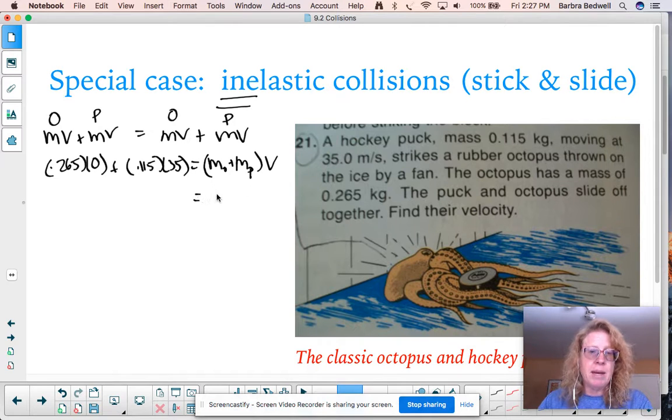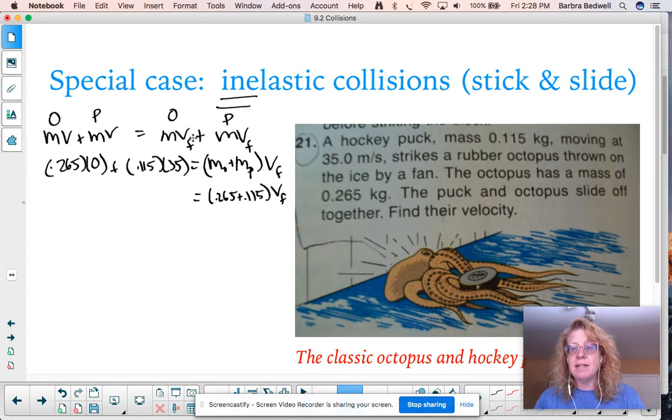I know what the mass of my octopus and the mass of my puck are. So this is 0.265 and 0.115 times our final velocity, whatever that is. So again, in this particular case, I know that because this is an inelastic collision, this is a stick and slide problem, these two things have the same final velocity.